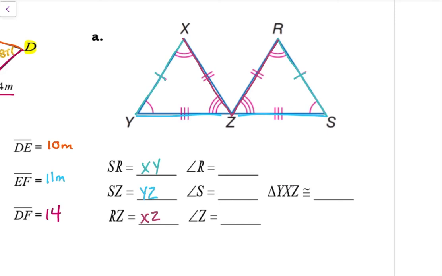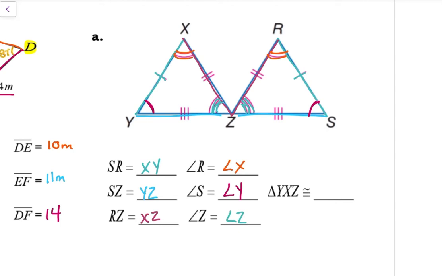Cool. Next, let's do the angles. Angle R is congruent to angle X because they both have two little arcs in there. The next one that I'm going to do is angle S, which has 1, and Y only has 1, so that'll go there. And then last is angle Z. Angle Z has 3, and so does this other angle Z. So angle Z is going to be twice.